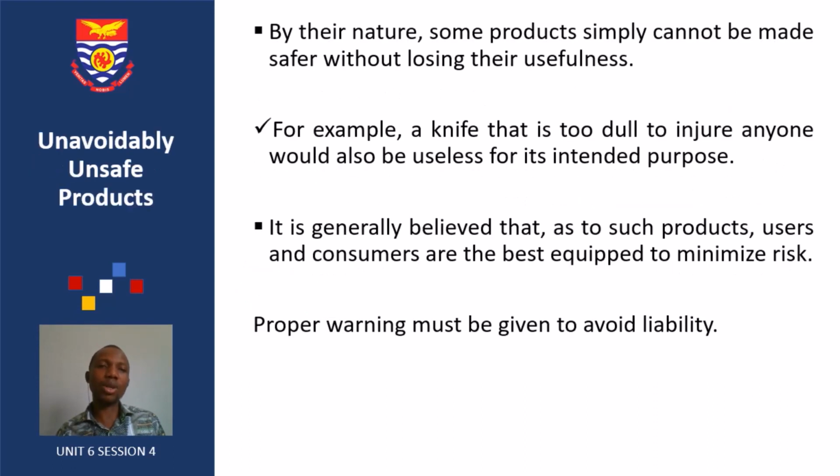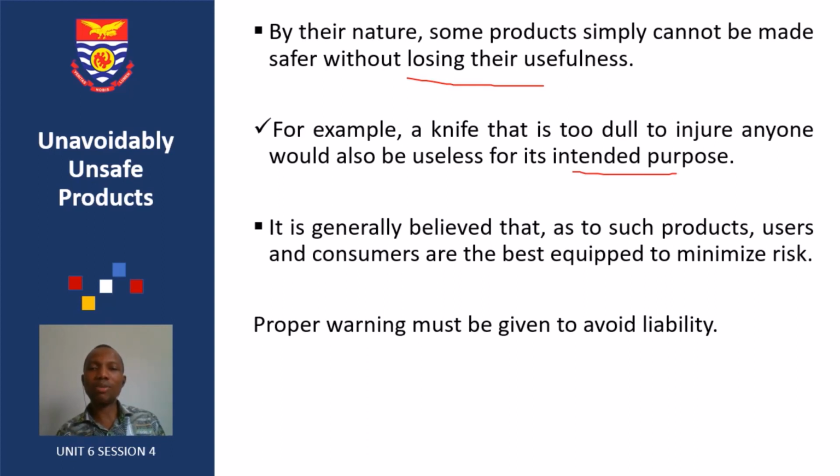Now you also have what we call unavoidable unsafe products. These are products that are very sharp or capable of causing injury, so you have to give proper instructions. By their nature, some products simply cannot be made safer without losing their usefulness. For instance, a knife that is too dull to injure anyone would also be useless for its intended purpose. That's why it is sharp. It needs to be made sharp before it can be used.